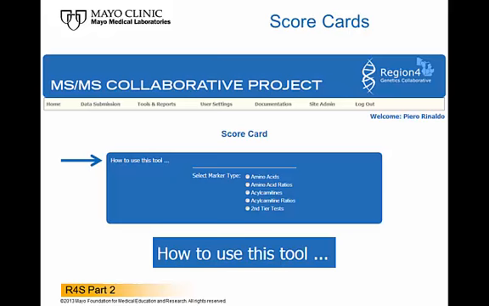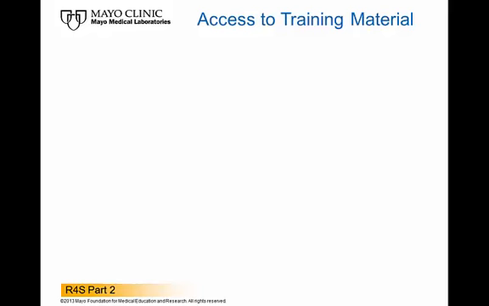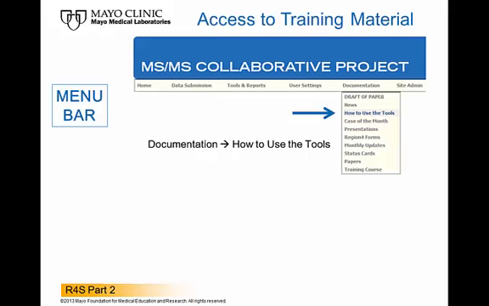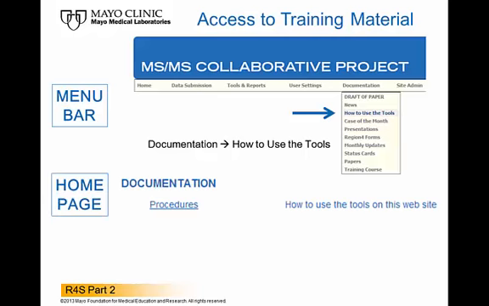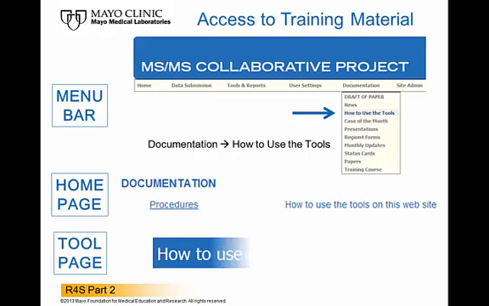Please note the additional link shown at the top left corner of the blue panel. By clicking How to use this tool, a user can access a detailed procedure that explains the content of this tool and how to use it properly. Access to this training material is provided in 3 ways: from the menu bar under the heading Documentation, from the home page, and, as shown already, from the selection window of every tool.